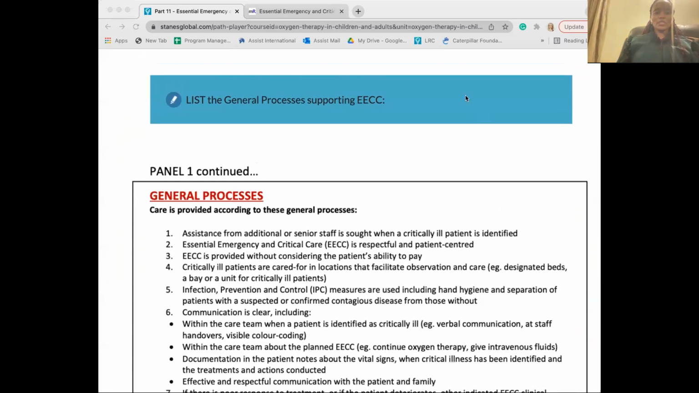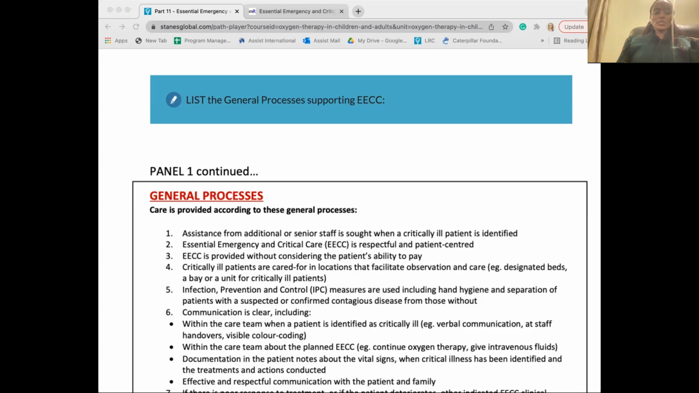So list the general processes supporting EECC. What are the processes that are supporting this EECC? Care is provided according to the general processes. So you have assistance from additional senior staff. You have a place that is centered, where you've said this is a critical unit, this is what happens, and this is how it happens. You have the IPC. What are the IPC measures? Infection prevention and control measures in the facility. Is the communication clear? Is there verbal communication? Is there visible coding?